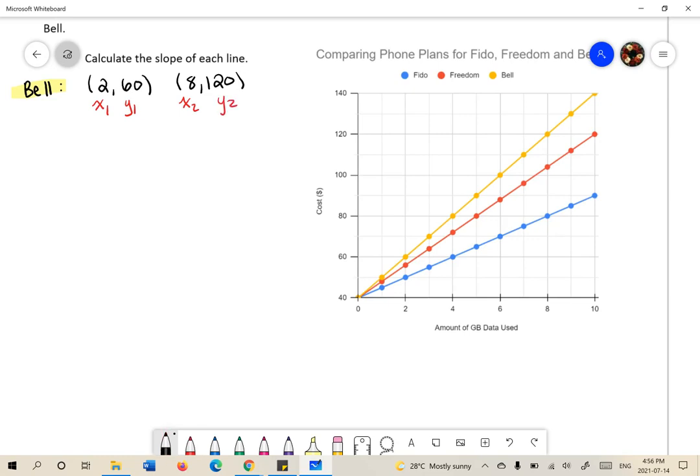So the slope for Bell is equal to y2 minus y1 divided by x2 minus x1. 120 subtract 60 divided by 8 subtract 2. 60 divided by 6 is equal to 10.